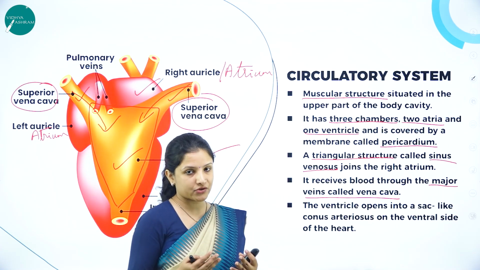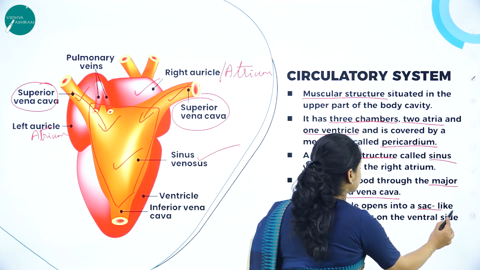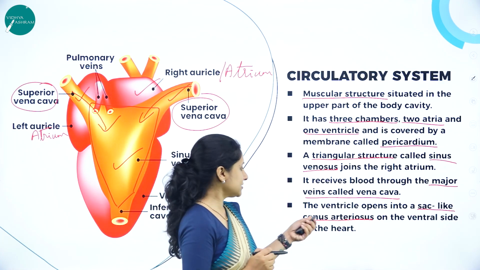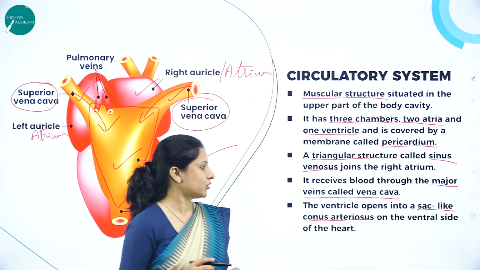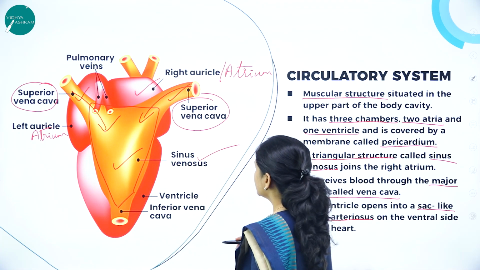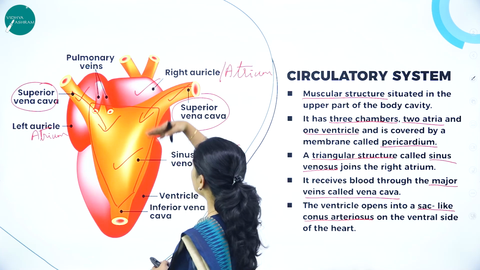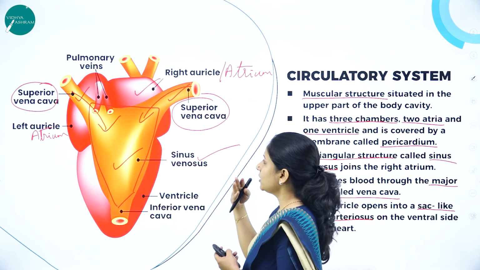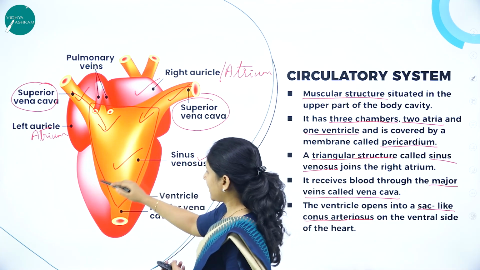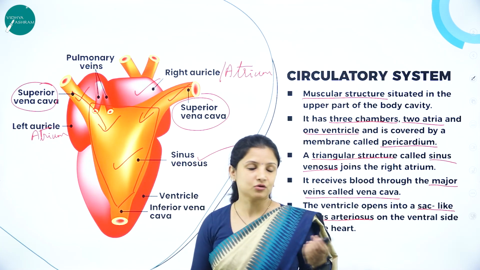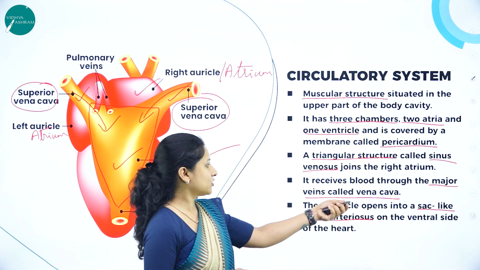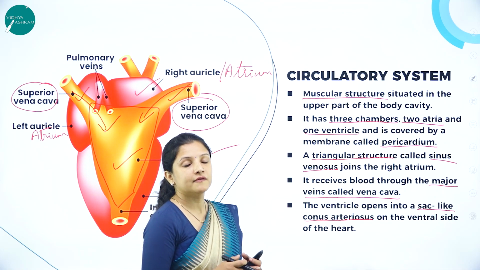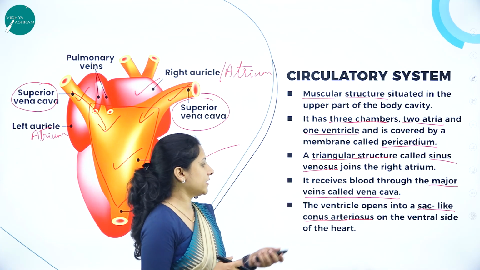And the function of the ventricle. So the ventricle opens into a sac-like structure which is called the conus arteriosus. This conus arteriosus is present on the ventral side of the heart, that is, the back portion of the heart. So therefore it is not visible. So the ventricle opens into a sac-like structure which is called the conus arteriosus on the ventral side of the heart.